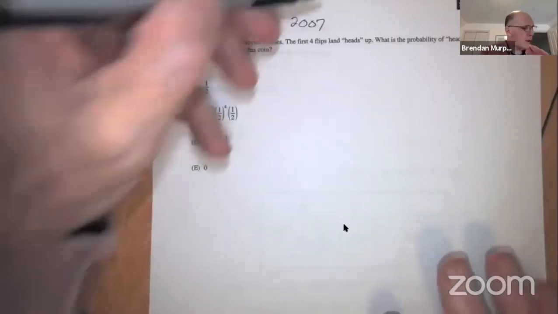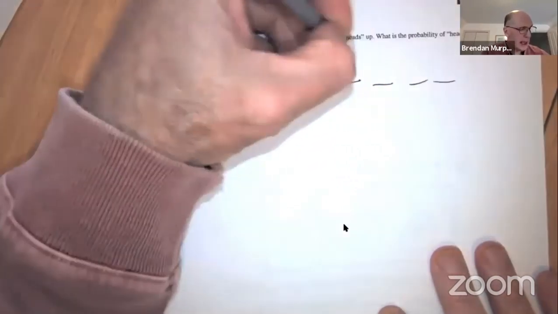So here's a multiple choice question from the 2007 exam. A fair coin is to be flipped 5 times. And so again, a fair coin just means that the probability of heads is equal to the probability of tails. You don't get one more than the other. So that's all a fair coin means. The first 4 flips land heads up. So I guess I get heads, and heads.